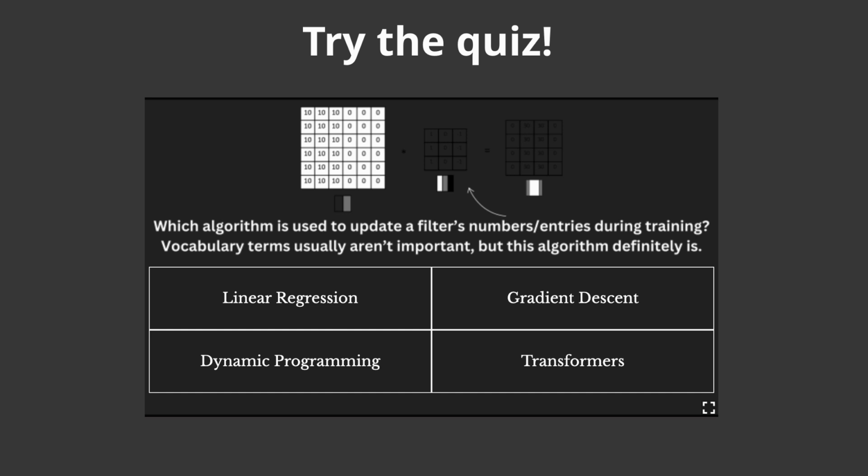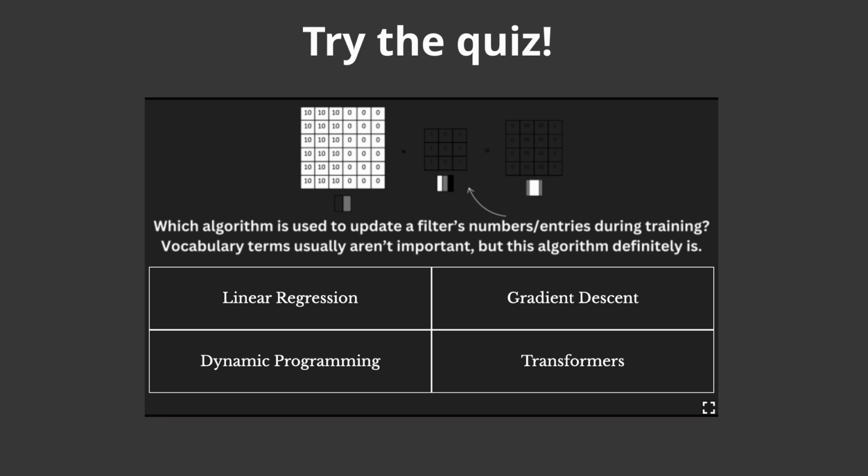So this question asks us which algorithm is used to update a filter's numbers or entries during training. And we have an arrow pointing to the filter, which is the second thing in that convolution operation. The first thing is the image, the second thing is the filter. And the thing on the right after the equal sign is the convolved output.